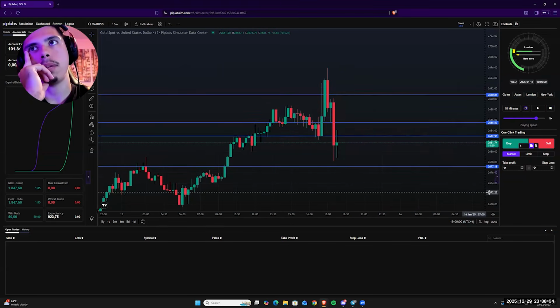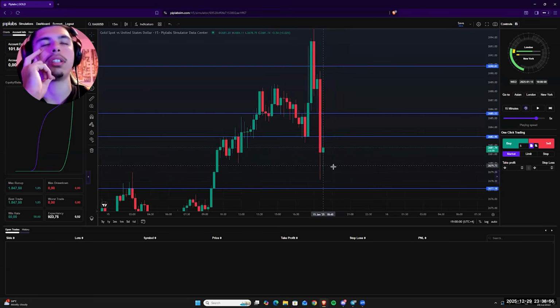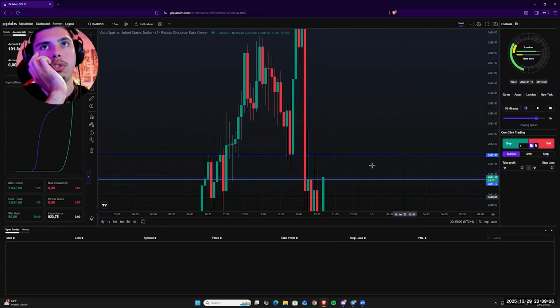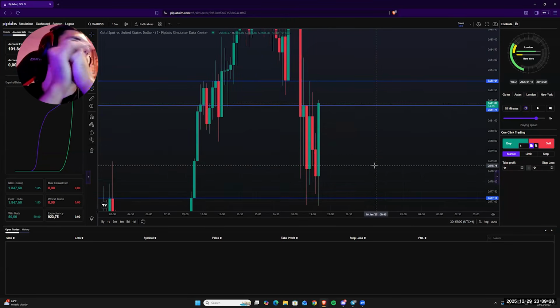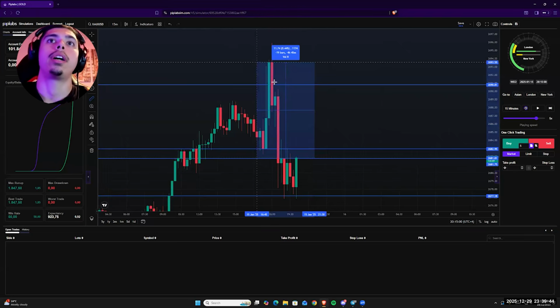Support candle here. I mean, you could take it on a break of high here, but not the best candle for me just yet. So this would follow my rules. The only thing I don't like about this at the moment is the size of my stop loss. 50 pips is not bad. Yeah, 100 pip range, huh?